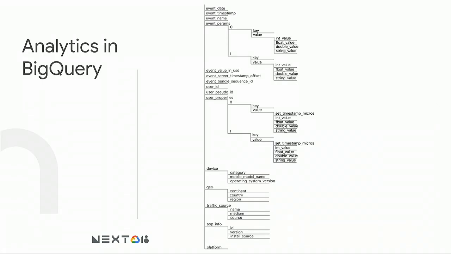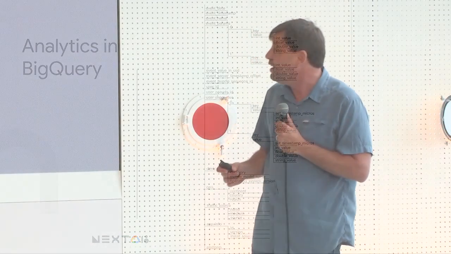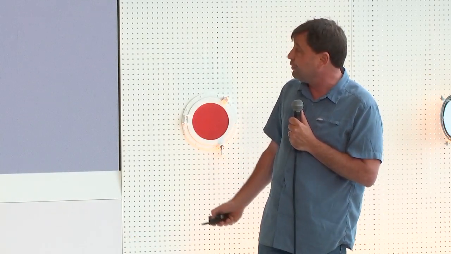So this is the schema that we generate as part of analytics from Firebase. And the thing here, we're going to go through a few of these. A lot of these things we really don't care about today, and you can kind of ignore the parts that you're not using at the moment. But we're going to focus on a couple of these.